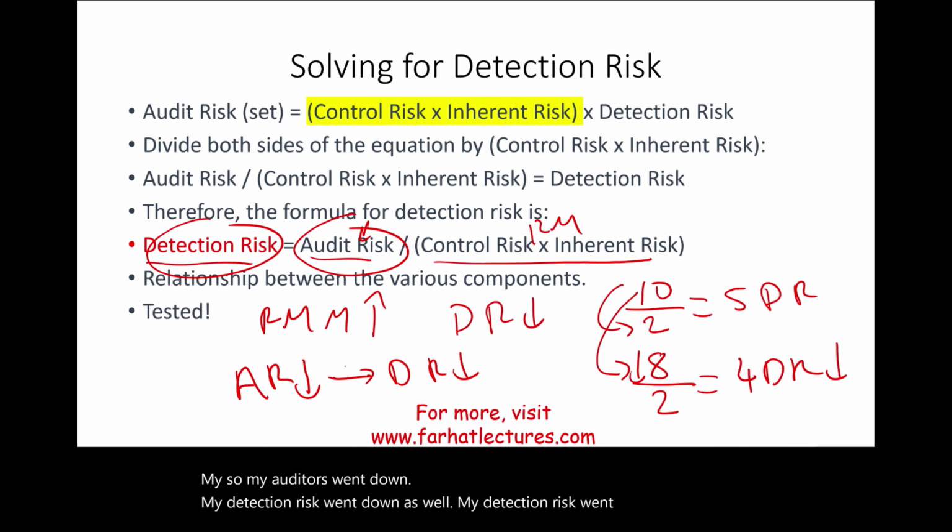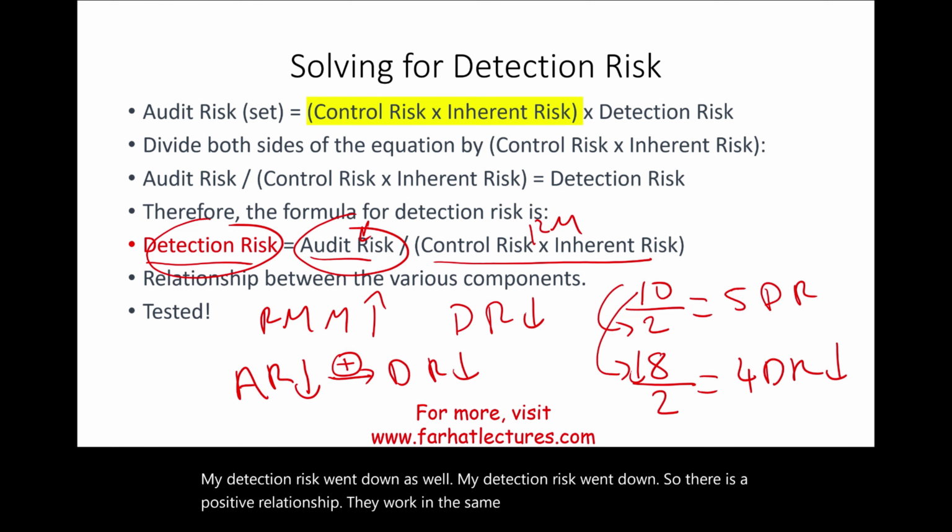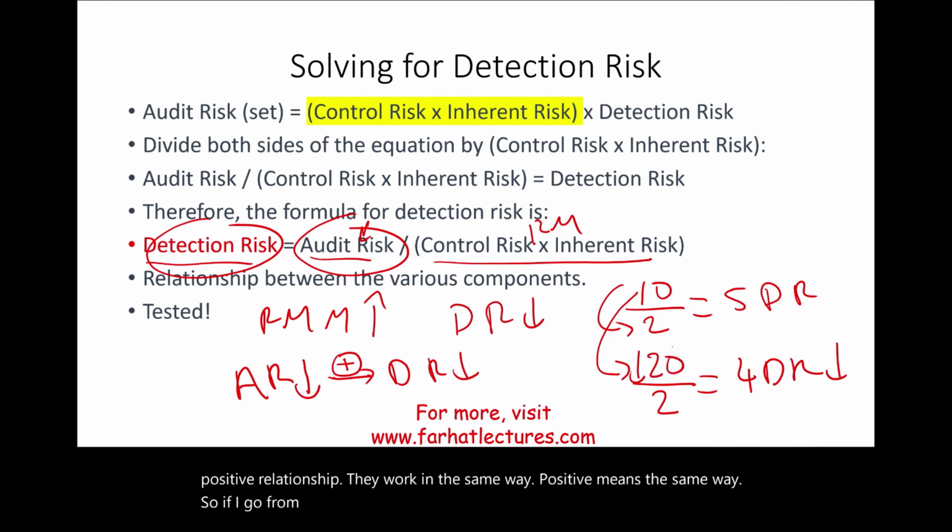So there is a positive relationship. They work in the same way. Positive means the same way. So if I go from 10 to 20, well, 20 divided by 2, 10. So as my audit risk went up, my detection risk went up as well.